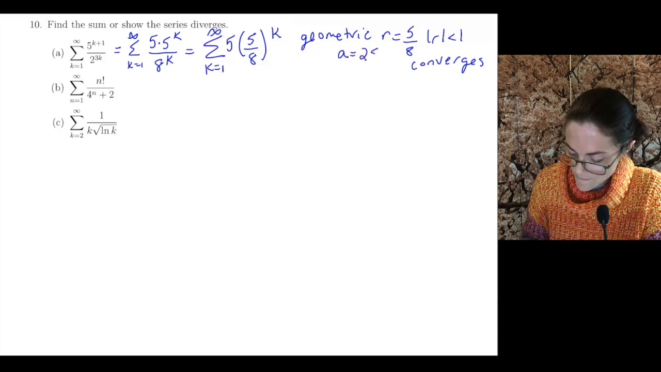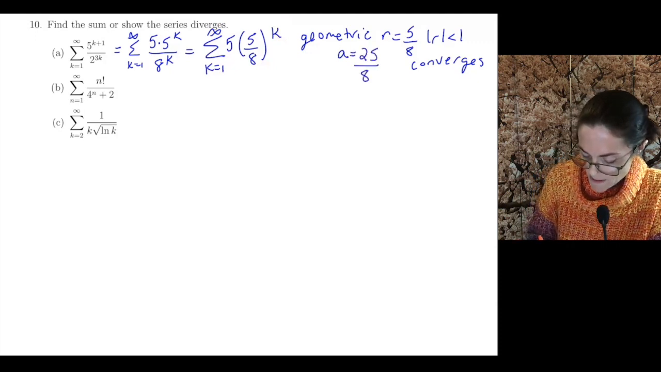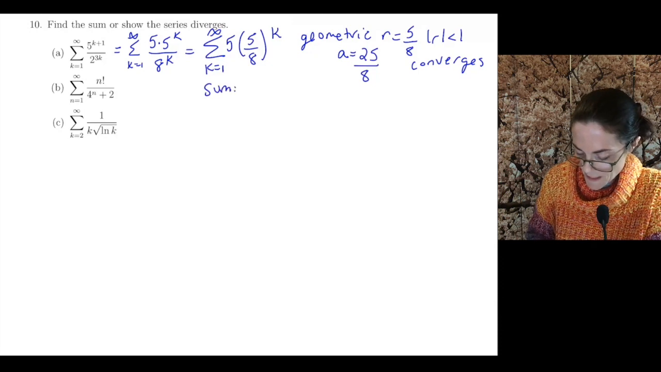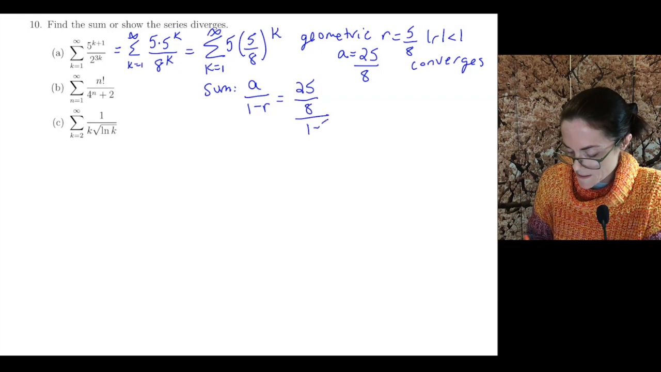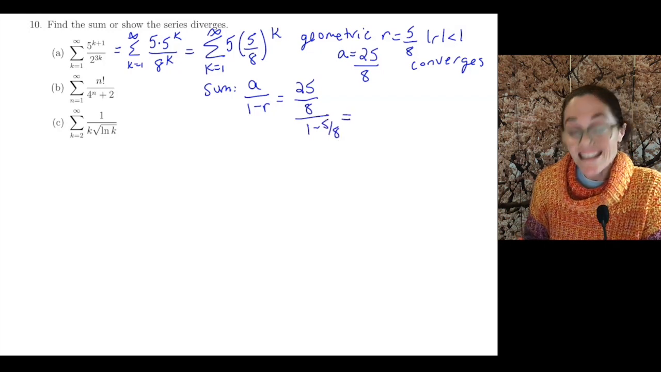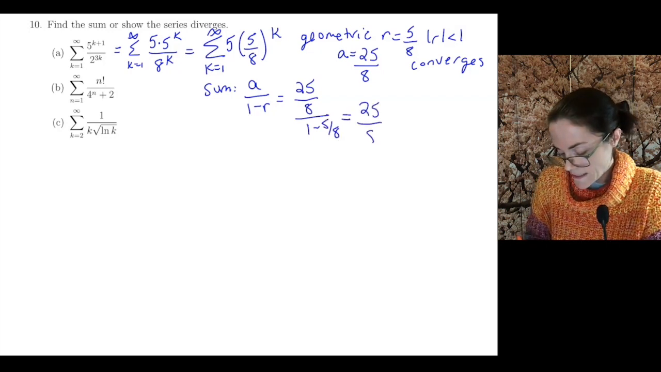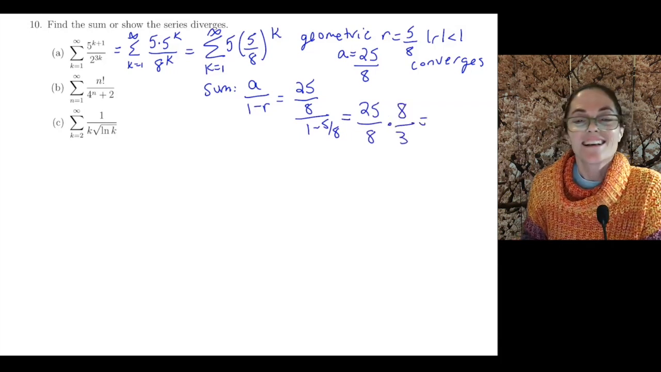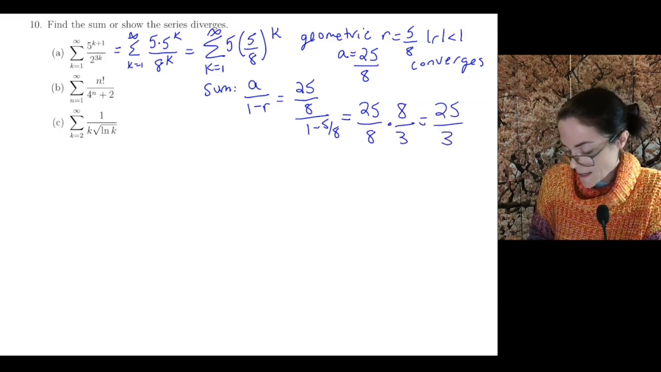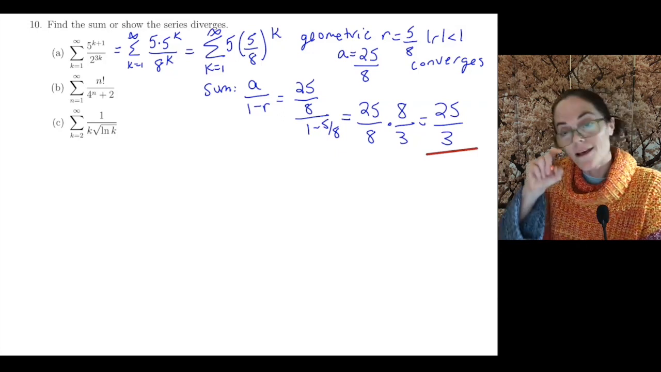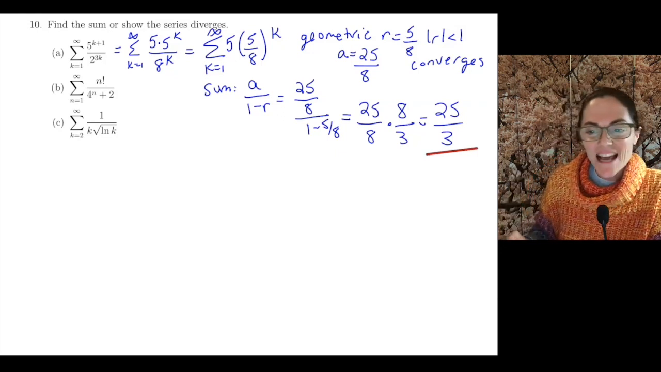Equals 25 over 8. And so the sum here in part A is a over 1 minus r, which is 25 over 8 over 1 minus 5 over 8. This is 25 over 8 times 8 over 3. This is 25 over 3, and this is our answer to letter A. Okay, now we move on.